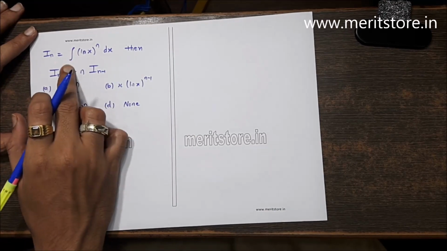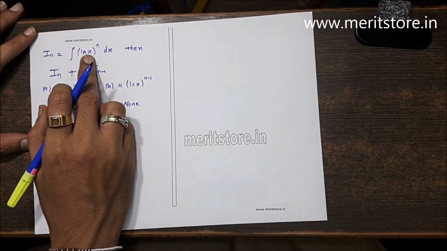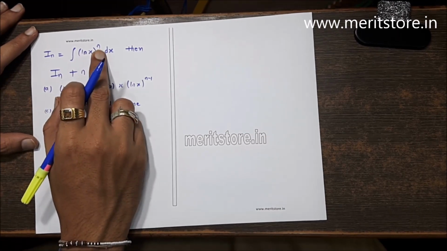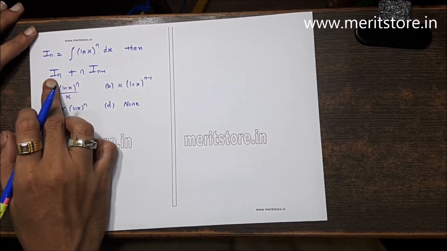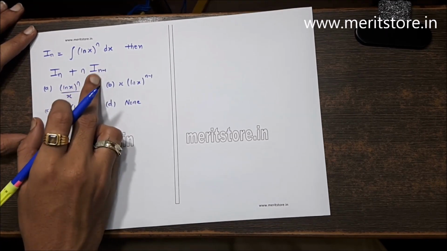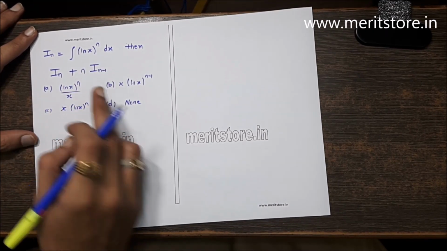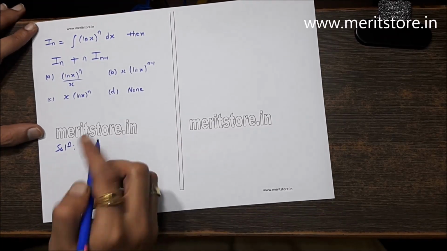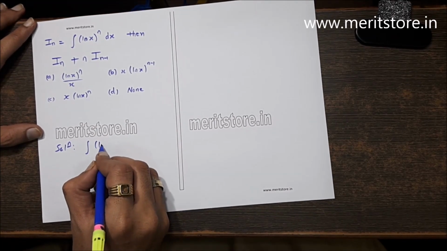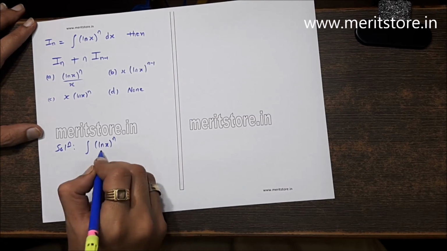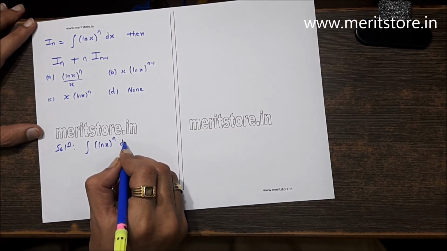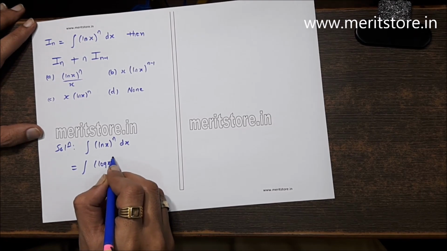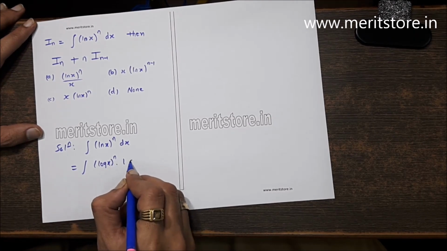In equals integral of natural log of x to the power of n, that is log x to the base e to the power of n. Then we have to find the value of In plus n In minus 1. To solve this, what we simply do is integral of log x raised to n dx. We again write this as log x raised to n into 1 dx.